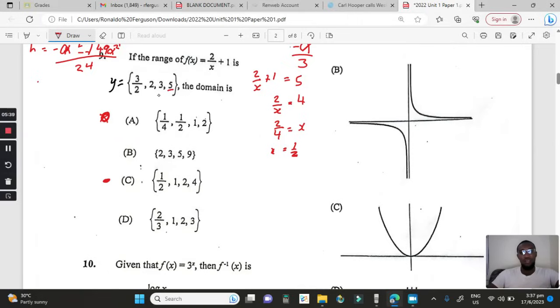So now let's look at when it's equal to 3. So 2 over x plus 1 equal to 3. So 2 over x is equal to 2. So x must be 1. So far we have 1 and 2.